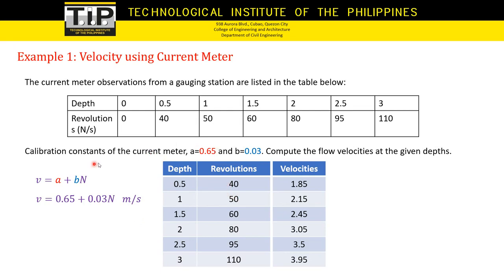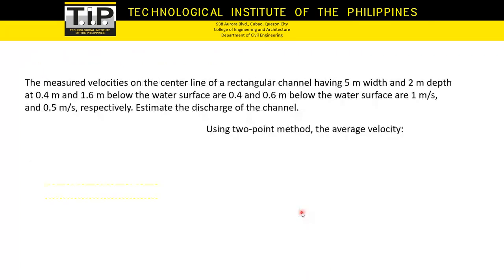So it's easy, right? Just substitute A and B and the number of revolutions, so you have the values. Let's say you're asked what is the velocity at depth 2. Just look at the table, 80, substitute it here. So the answer would be 3.05 meters per second. That's how you identify it.